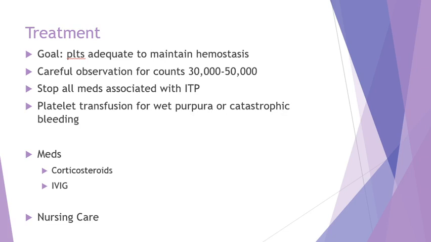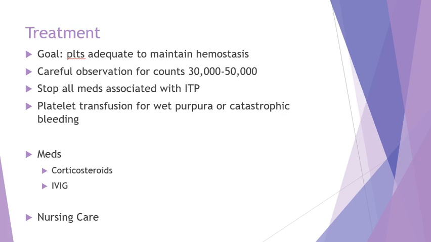So let's talk about our treatment. The goal is to have their platelets adequate to maintain hemostasis. We're really going to observe them if they're between 30 and 50,000. If they're over 50,000, we're probably not going to do anything. Certainly, if a medication is causing this, we're going to stop that med. We can do platelet transfusions for the wet purpura or catastrophic bleeding.